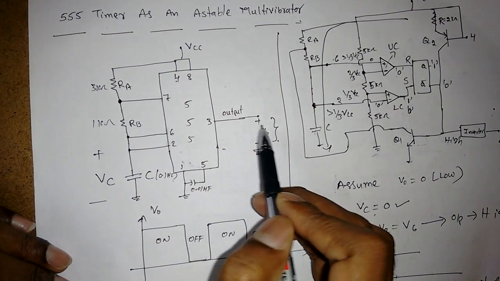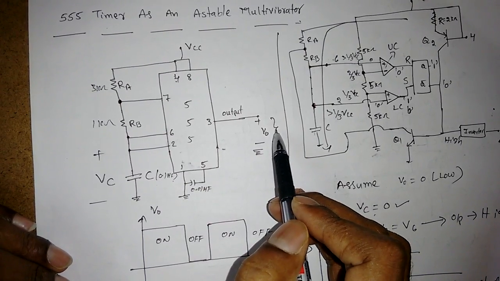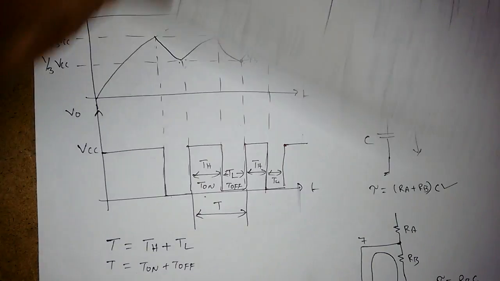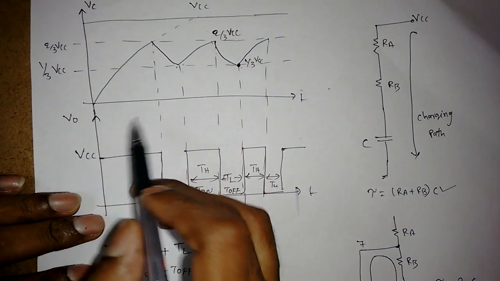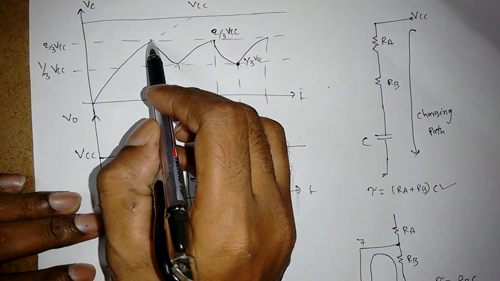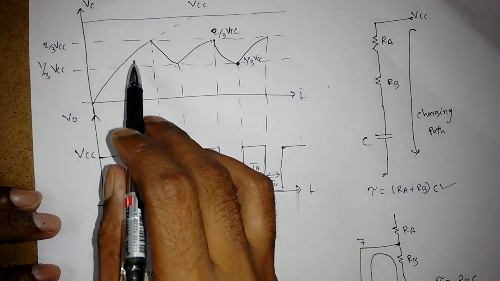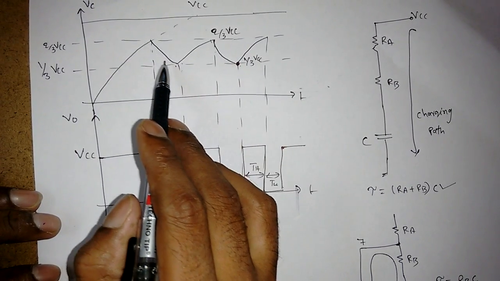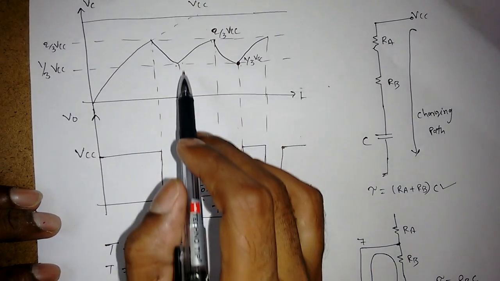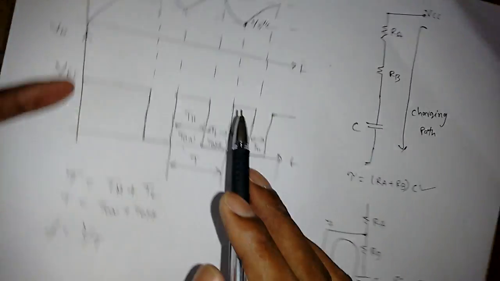Whenever the output is low, the capacitor discharges. Whenever the output is high, the capacitor charges through this path. We already discussed this. For this, we got a capacitor voltage waveform like this. Whenever the capacitor is charging, it will charge up to 2/3 VCC. The moment it is greater than 2/3 VCC, the output will become 0 or low. Now whenever the output is low, the capacitor discharges from 2/3 to 1/3 VCC. Whenever it is less than 1/3 VCC, the output becomes high, and again the capacitor charges, right? This we already discussed.